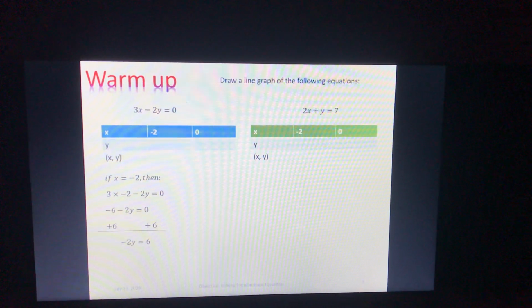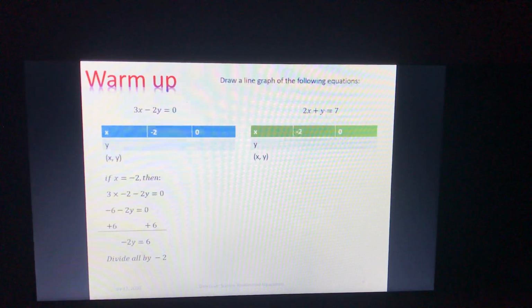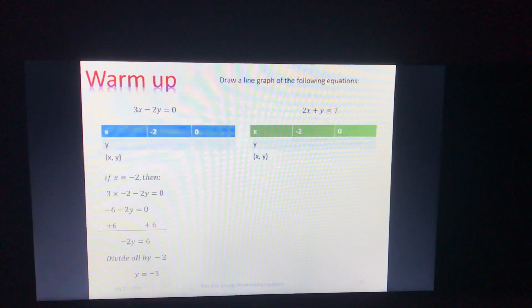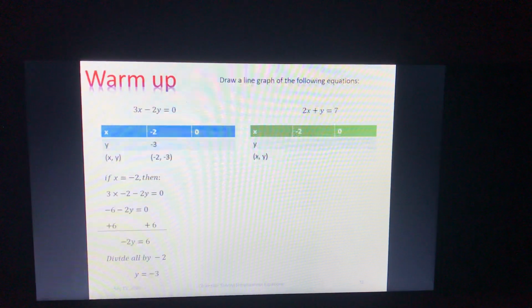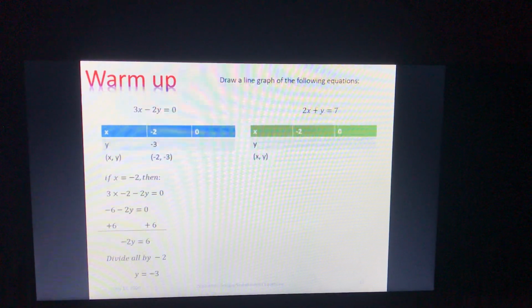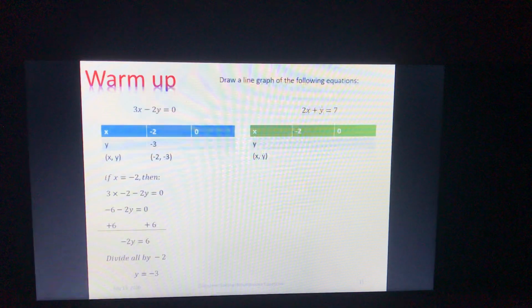because -2y means -2 times y. So to get rid of -2, we divide all by -2. So 6 divided by -2, the answer will be -3. So y will come down to -3. And then let's put this in the table. -3, and the first point that we're going to plot on our coordinate plane is -2 and -3.